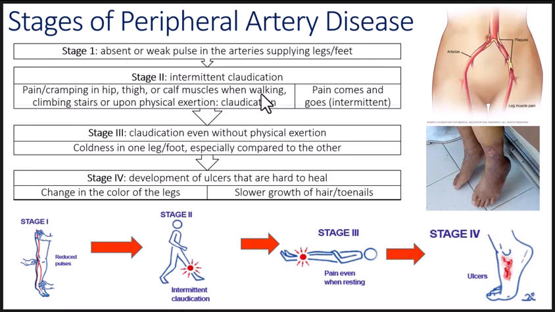Stage 2 involves intermittent claudication. Intermittent means it comes and goes, and claudication is really a cramping. And so that's described down here, where pain and cramping can be experienced in different areas depending on what's affected in that person, such as the hip, the thigh, the calf muscles. And this tends to occur when they're exerting themselves. So walking, climbing stairs, and that's because when they're exerting themselves, all of a sudden these muscles need more blood supply, but they're not getting that increase in blood supply because of the narrowed arteries. And then the term intermittent, meaning the pain comes and goes. So they'll rest and say, oh, the pain goes away.